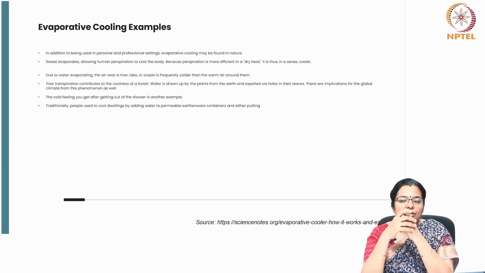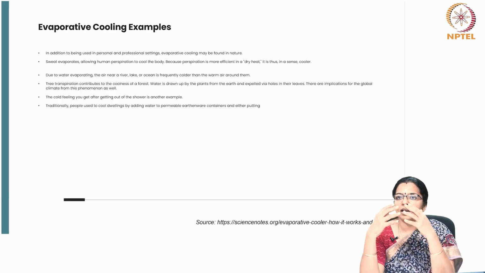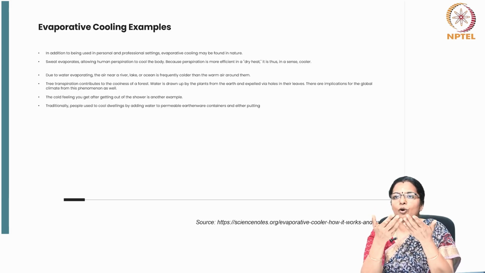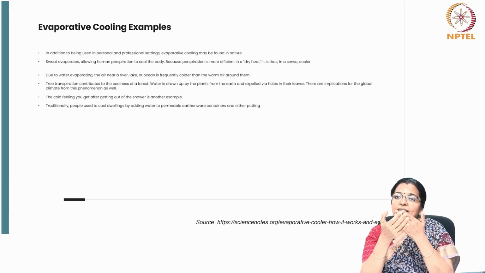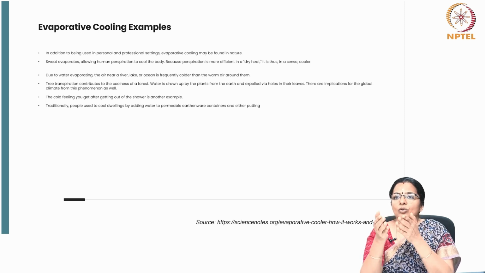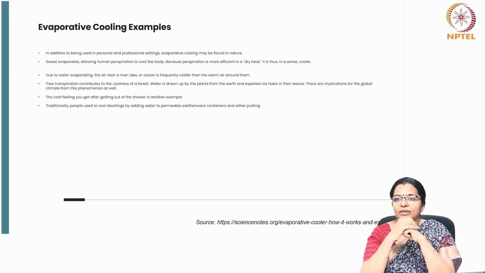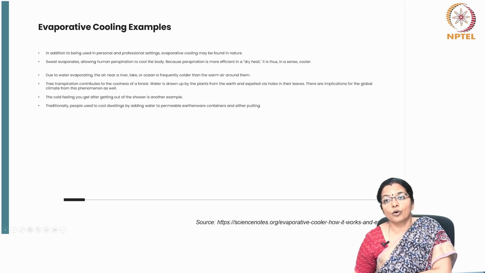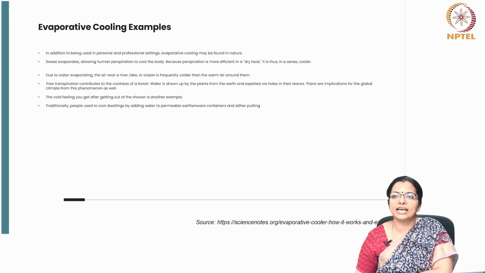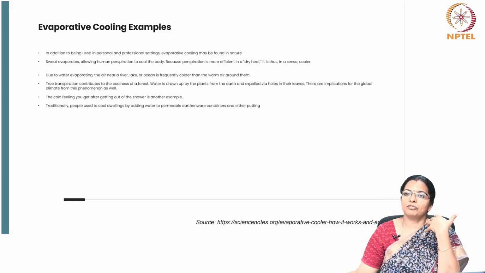The other analogies or examples of evaporative cooling: when sweat evaporates, allowing human perspiration to cool the body. Because perspiration is more efficient in a dry heat, it is thus in a sense cooler. Due to water evaporation, the air near a river or lake or ocean is frequently colder than the warm air around them. Tree transpiration contributes to the coolness of a forest, and therefore when we move towards an area which has dense trees, we feel a little cool.